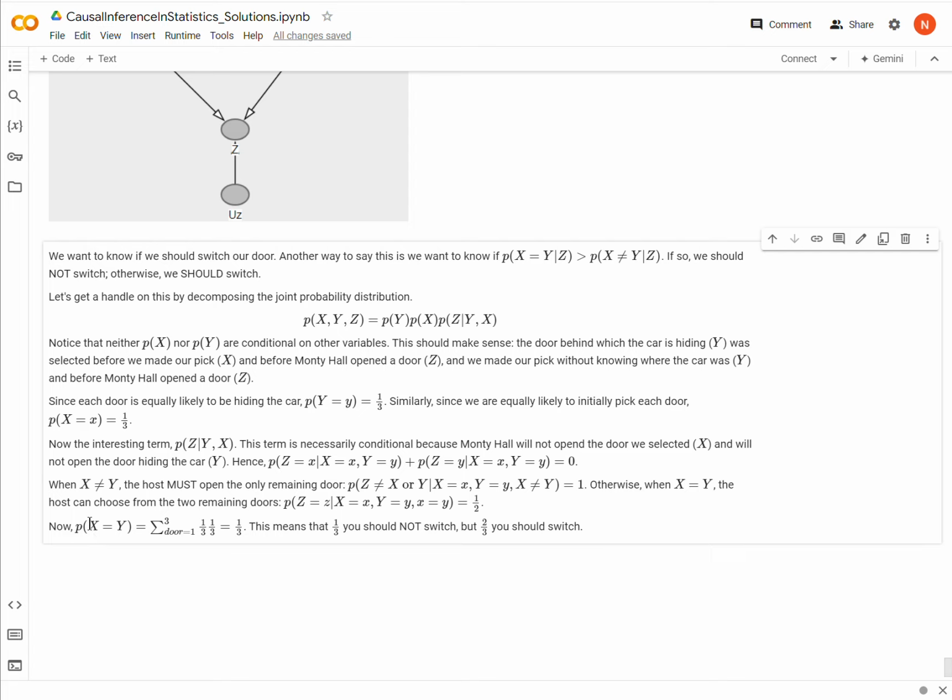Now the probability that x equals y is 1/3. You can do that math for yourself, but it's 1/3 that the door that we initially pick actually has the car. So this means that 1/3 of the time you should not switch, because 1/3 of the time you've picked the right one, and 2/3 of the time you should switch. That means that we should always switch, because 2/3 of the time we will be switching onto the correct door, the door hiding the car. Okay, that's it.